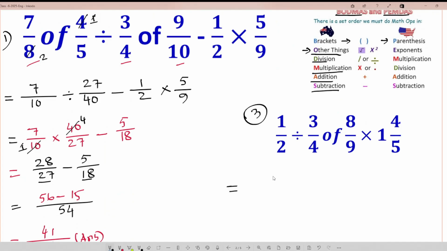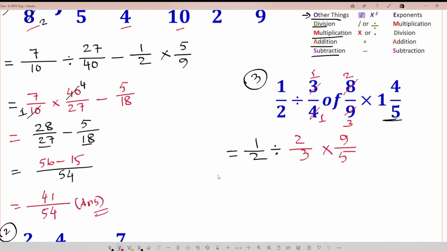So here is 1/2 divided by 3/4 of 8/9 times 1 4/5. This mixed fraction we have to make an improper fraction. So this one we can simplify: 9 divided by 3 is 3, and here is 1, and 8 divided by 4 is 2, and 4 divided by 4 is 1. So we can write 1 times 2 is 2, and 1 times 3 is 3, and 5 times 1 is 5, 5 plus 4 is 9 over 5.